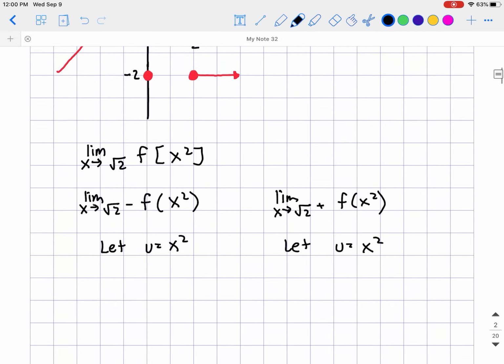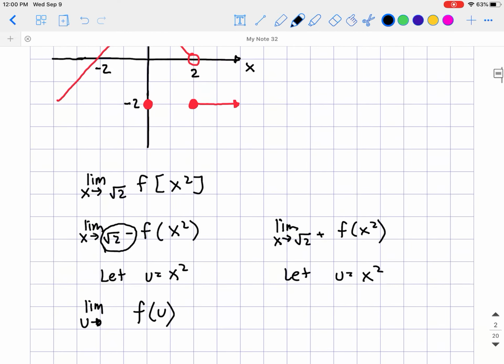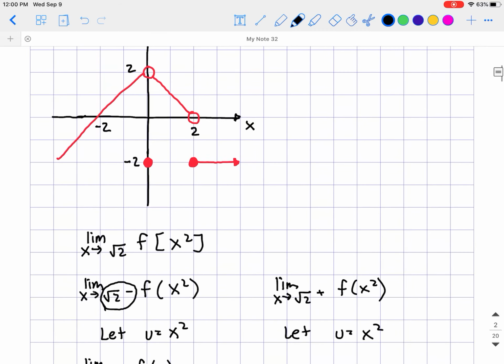Let u equal x squared, and solve for each one individually. So here on the left, we have the limit as u is approaching, and we'll figure out what that is in a little bit, of just plain old f of u. Now, in terms of what u is going towards, remember, x is supposed to be going towards root 2 from the left-hand side. So let's think about how that works.